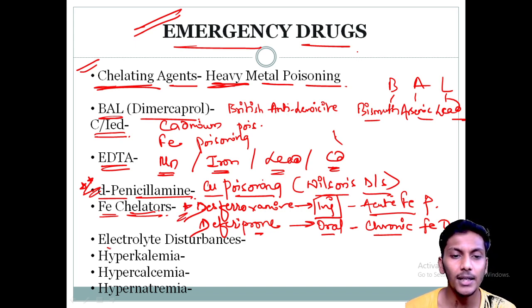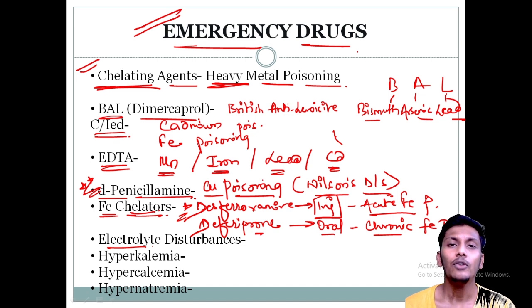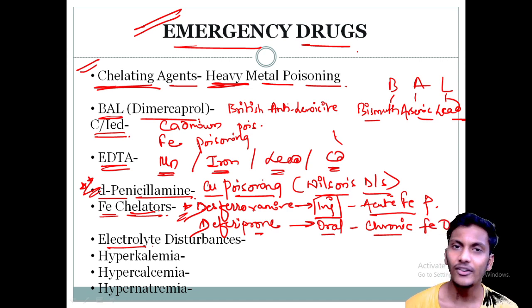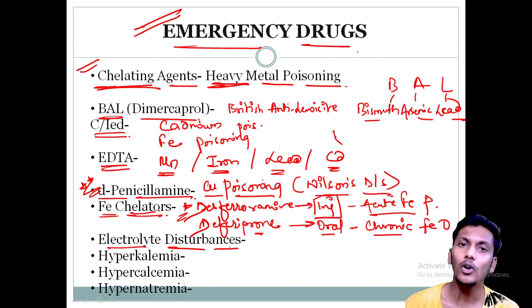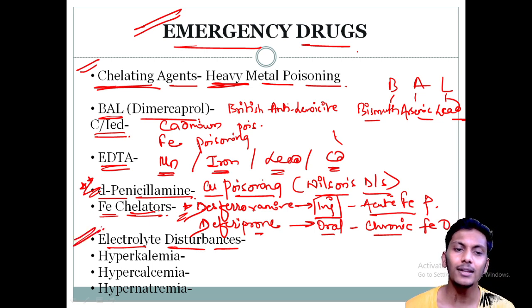Next one are some important electrolyte disturbances. We usually tend to forget our electrolyte disturbances, guys, in pharma, but electrolyte disturbances have always remained an important point of patho, medicine and pharma as well, right? So please remember, these are the most important electrolyte disturbances and you need to treat them clinically also, right? In your clinical practice also, these would play a very important role because these come as emergencies. So let's discuss the most important ones.